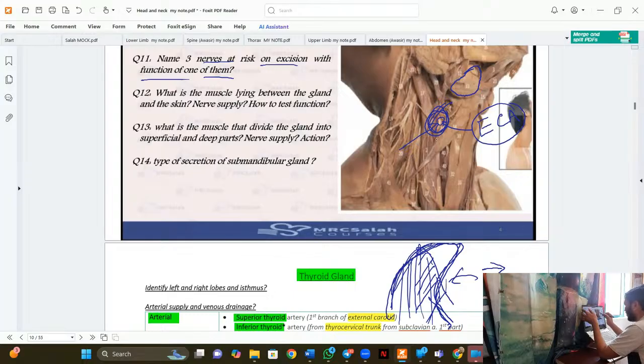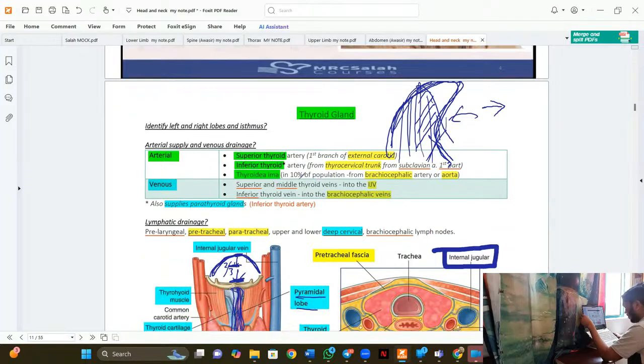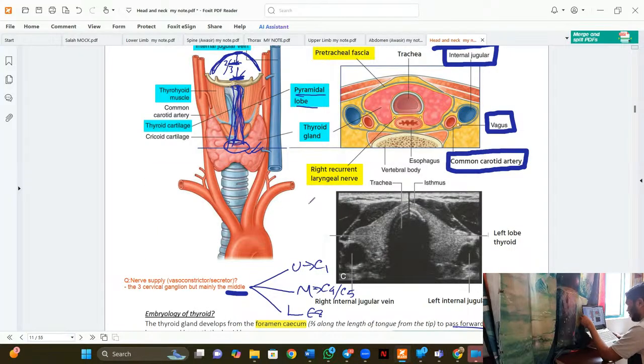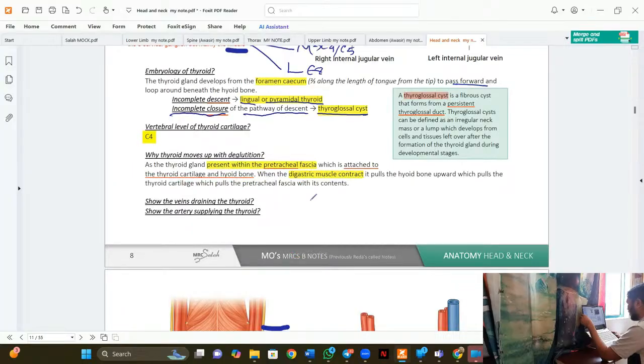External carotid artery. And which nerve is related to it? Hypoglossal. And what will be the consequence of hypoglossal injury? We know, a problem in the tongue. Okay, thyroid gland, artery supply, we know this thing. In this picture, the internal is not seen, right? You cannot see the internal carotid here.